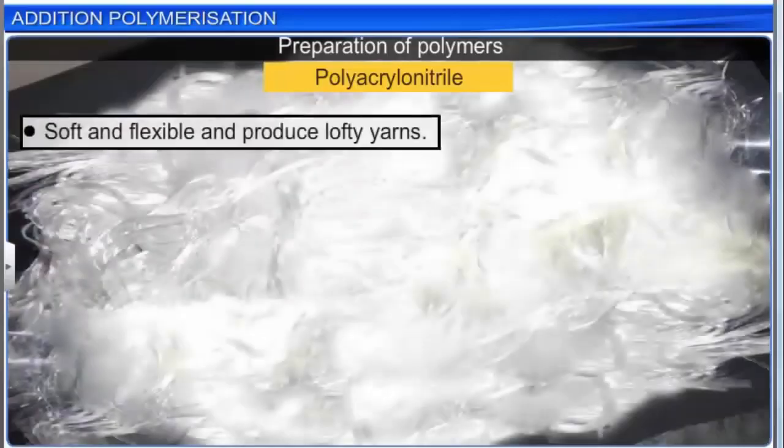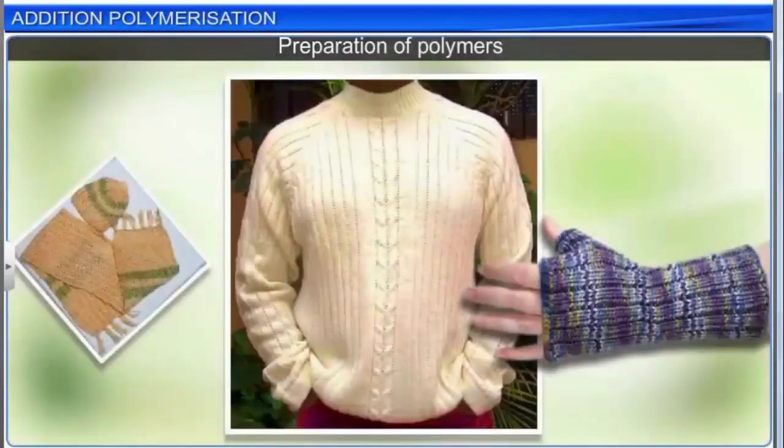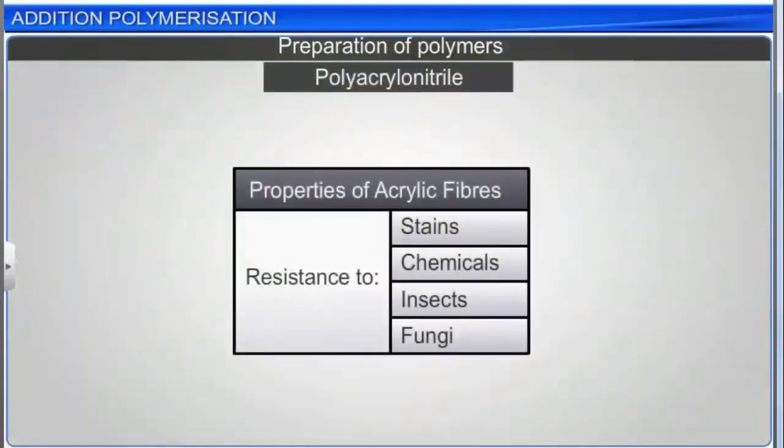These acrylic fibers are soft and flexible and produce lofty yarns. These properties of acrylic fiber closely resemble those of wool. Hence, acrylic fibers are often used to make sweaters and other pieces of apparel. Acrylic fibers have good resistance to stains, chemicals, insects, and fungi.